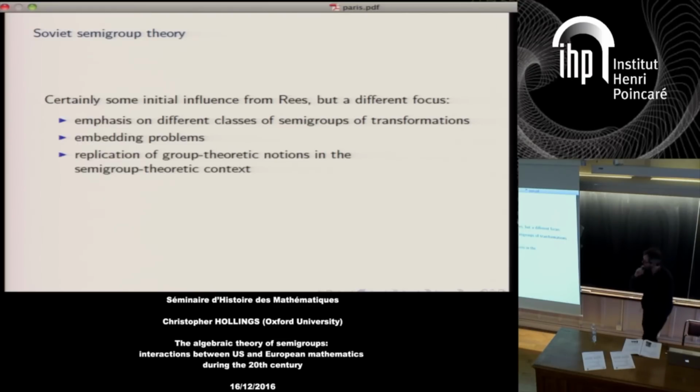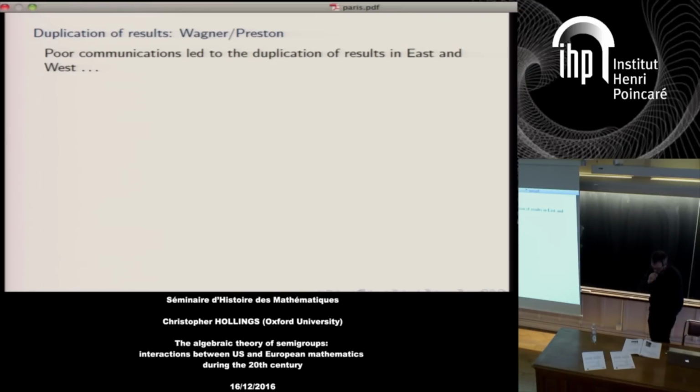As I've said, there's the idea of replicating group theoretic notions in a semigroup theoretic context, like normal subgroups to normal subsemigroups. And then there are lots of other things. There are lattice properties of semigroups, where you look at lattices of subsemigroups and try to deduce something about the semigroup from that. And sometimes there were interactions between the Soviet work and the rest of the world, sometimes there were not. And so I've already mentioned the duplication of results. And so the communications difficulties were slightly different on each side of the Iron Curtain.